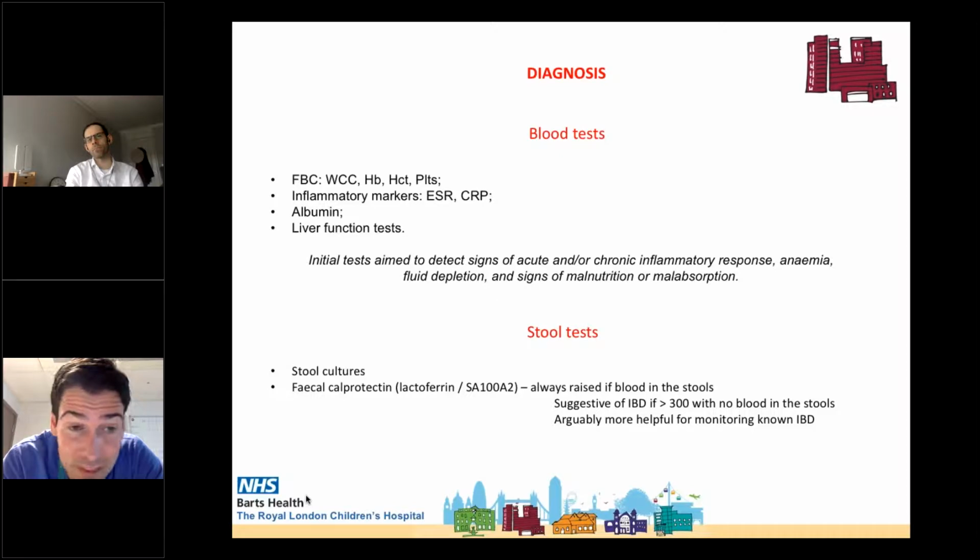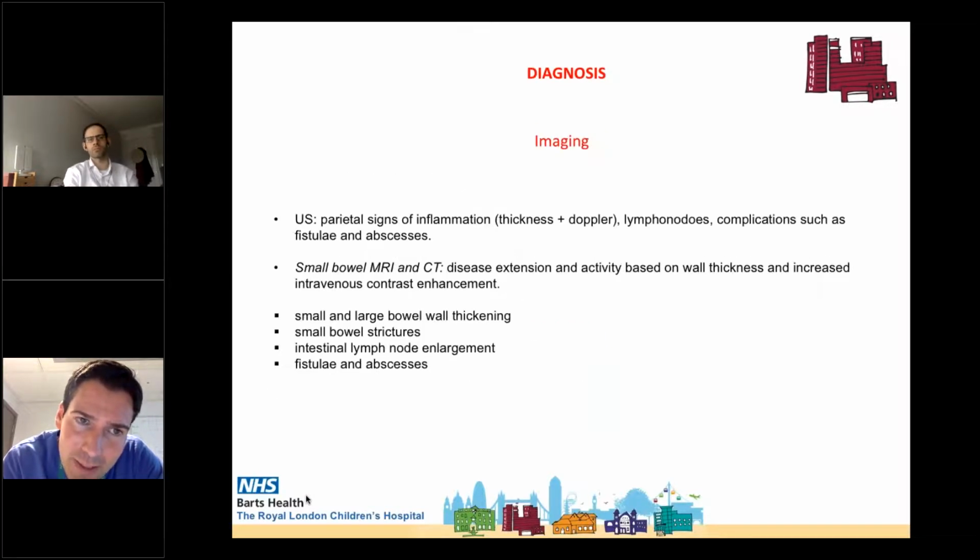Sometimes you may find CD for Campylobacter colitis, and you want to treat that before you consider a diagnosis of inflammatory bowel disease. Imaging helps us a lot. So ultrasound is important. It tells you about the bowel's wall. If it is thickened, if the Doppler is a high signal, it's suggestive of inflammatory bowel disease. With ultrasound, you can also assess the presence of abscesses and fistulae.